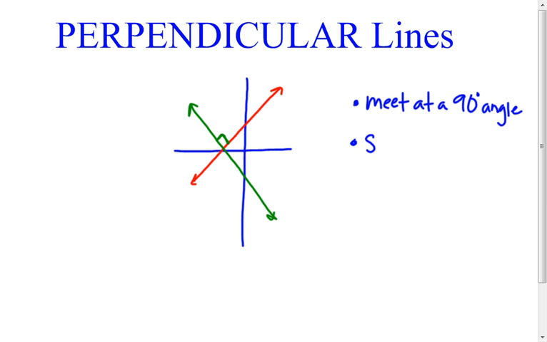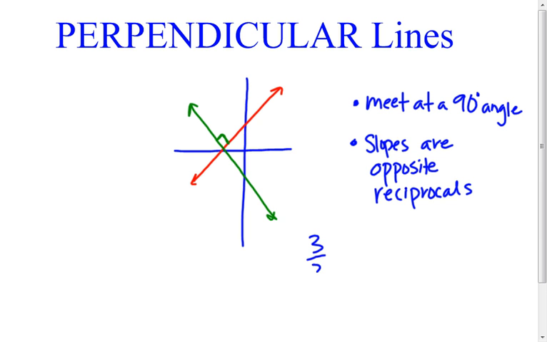And of course their slopes are, if you don't remember this, opposite reciprocals of each other. Here's what that means. If one is 3/2, the other one would be the opposite, which is negative, and then the reciprocal, which is 2/3. Okay, just if you don't remember what that means, there you have it.